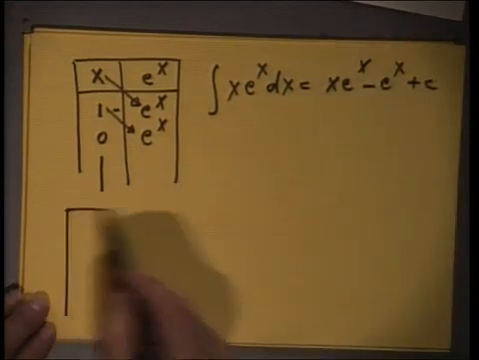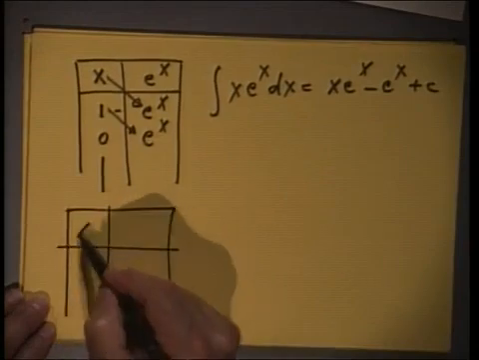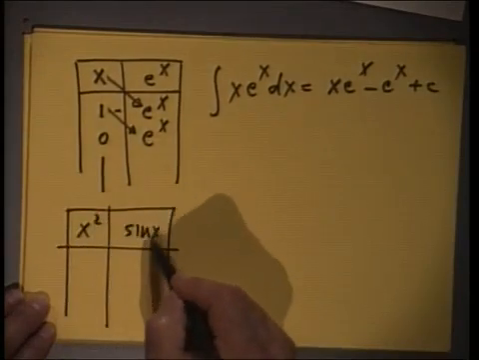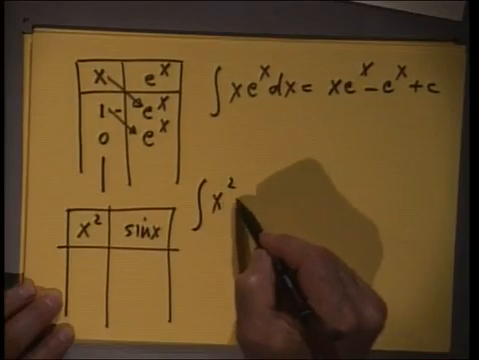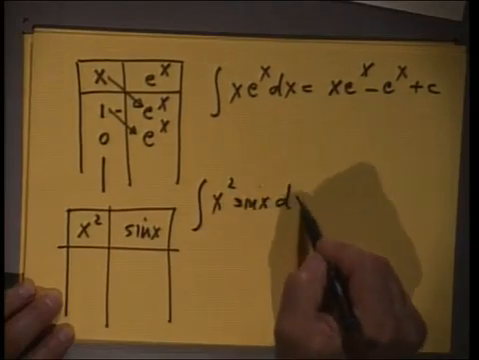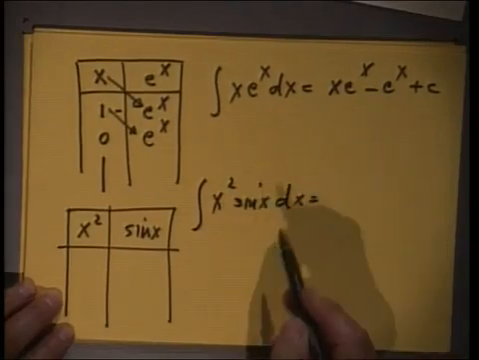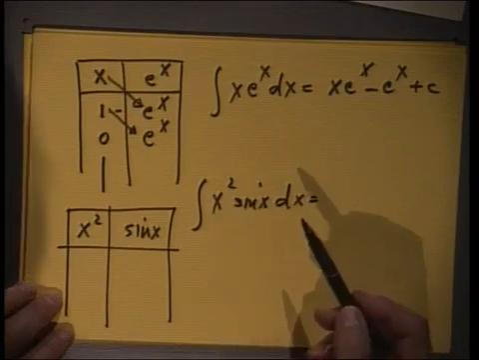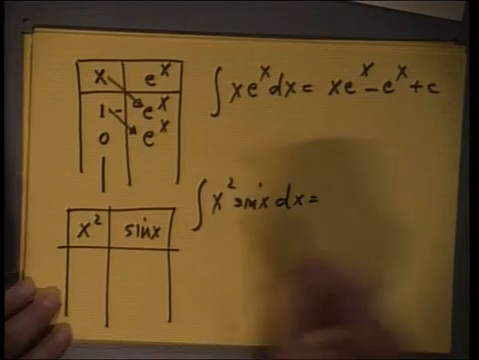Again, suppose you wish to calculate the integral of x squared sine x dx. So x squared sine x dx. Of course, you do it by parts. You take this as u, and this is v. v is equal to minus cosine. And you do it in this way.